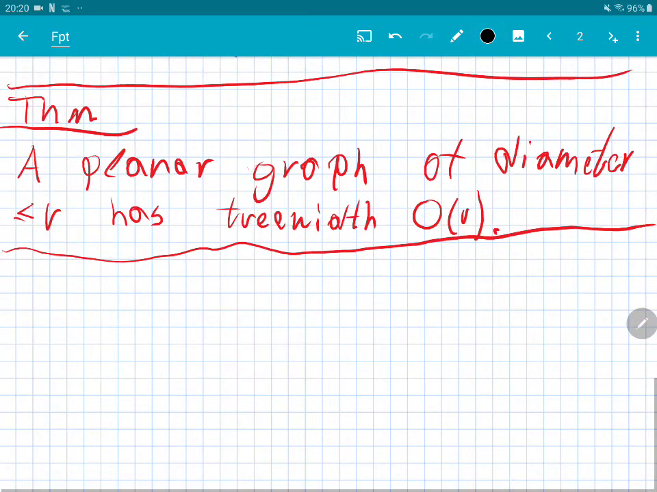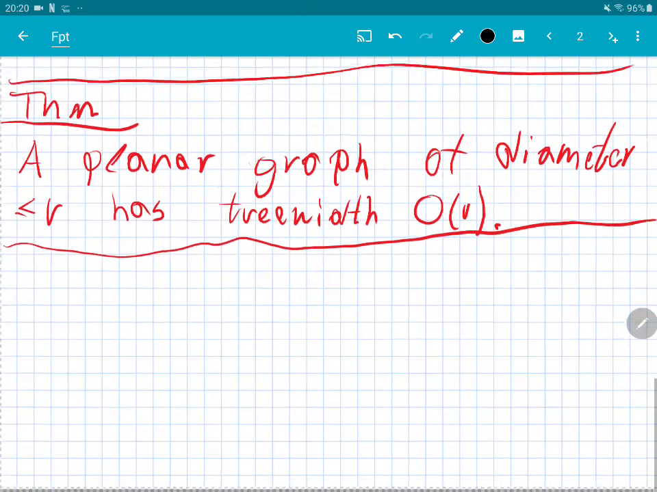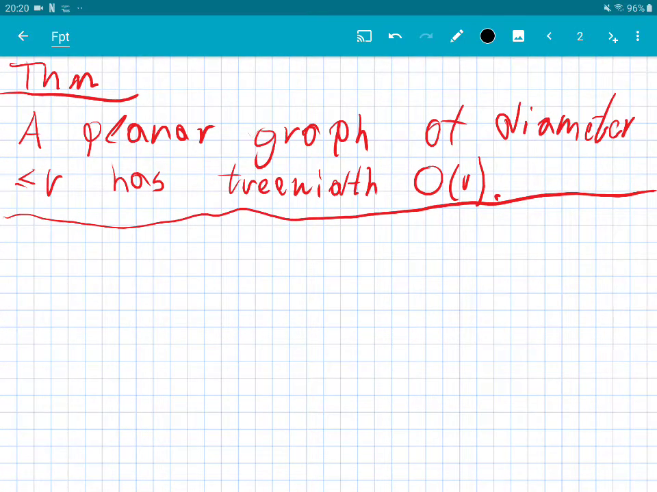Okay, so why is this interesting? This is interesting because we know how to solve various problems on bounded tree width graphs in fixed parameter tractable time. Think about independent set, for example.